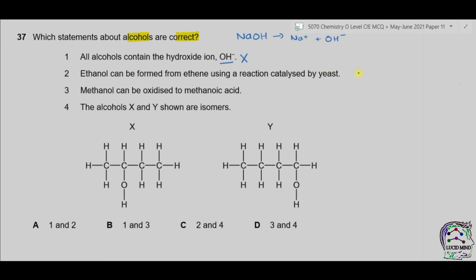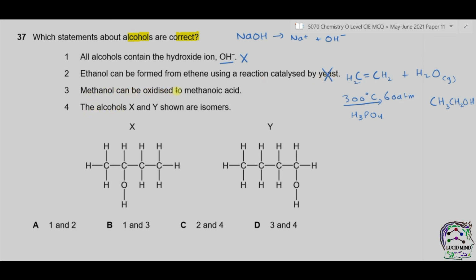Now ethene can be reacted with steam in the presence of phosphoric acid at 300 degrees centigrade and 660 atmosphere pressure to form ethanol. No yeast is used, so therefore this is wrong.